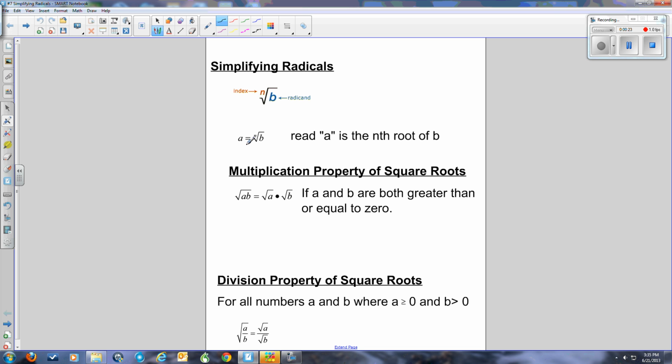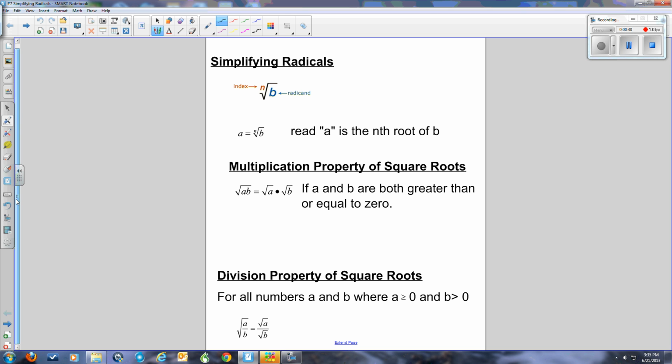And for instance, if we have this expression a equals, and we have that same symbol from up above, it's read a is the nth root of b. So in other words, you're looking for what number you would have to raise to the nth power to get b. Now we've got several properties we're going to be talking about here.